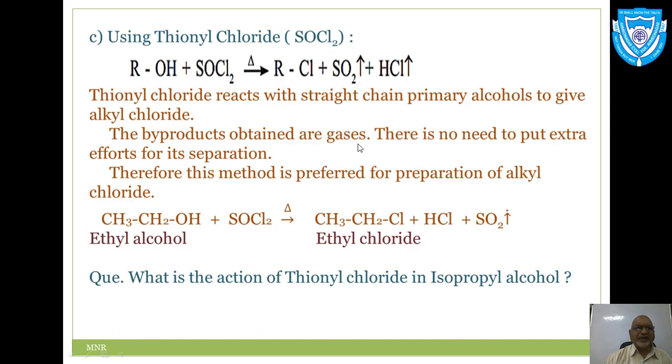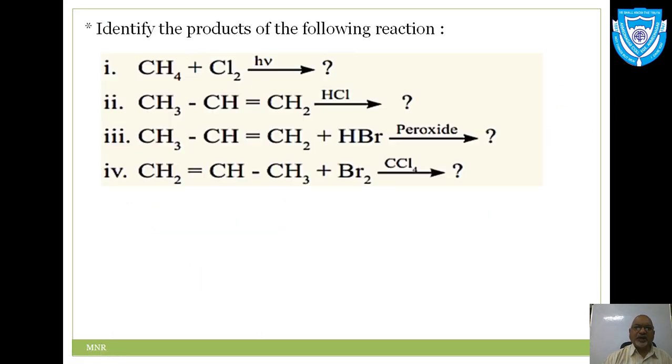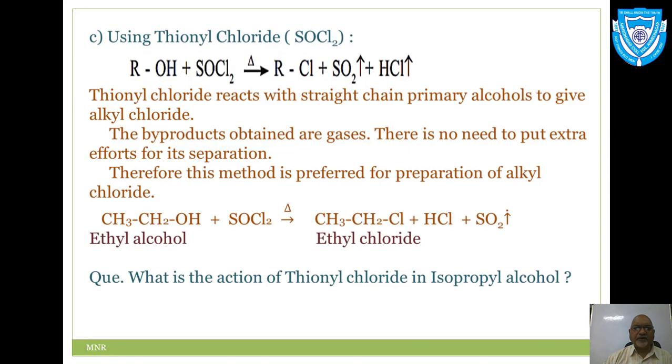There is no need to put extra efforts on its separation. No need of separation because it is all gaseous. So RCl is obtained in a pure form, and whatever the byproducts are there, they are in a gaseous form. So they are automatically separated in this reaction. Therefore, this method is preferred for preparation of alkyl chloride in large quantity, and that's why ethyl alcohol, when treated with SOCl2, that is thionyl chloride, you get ethyl chloride, HCl gas and SO2 gas.